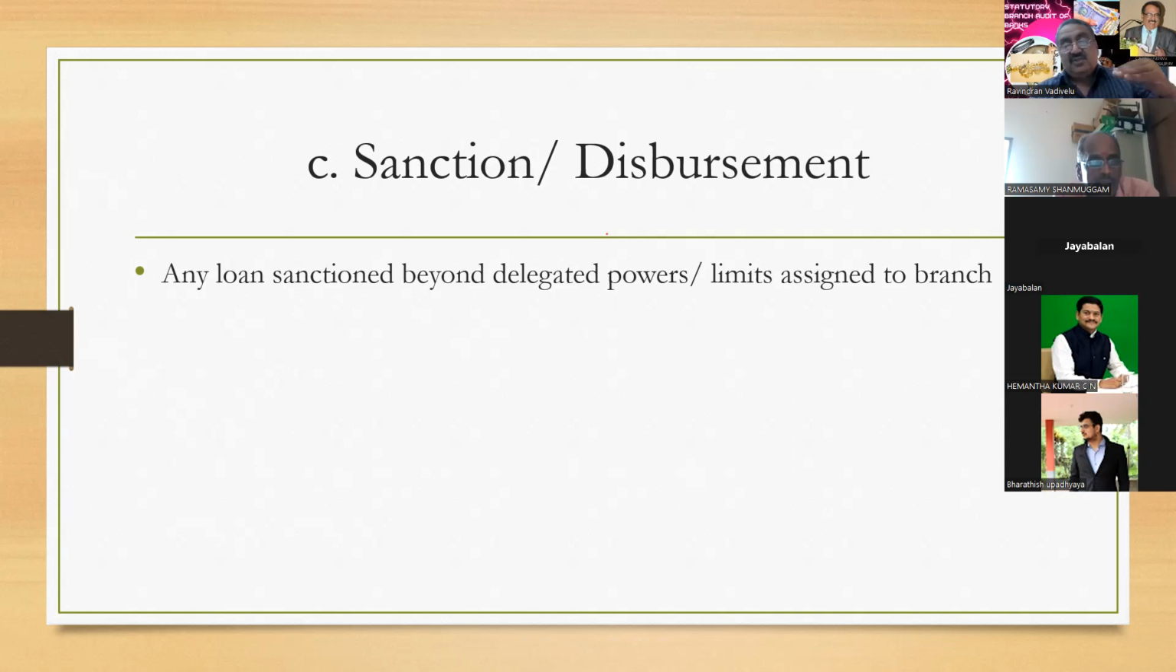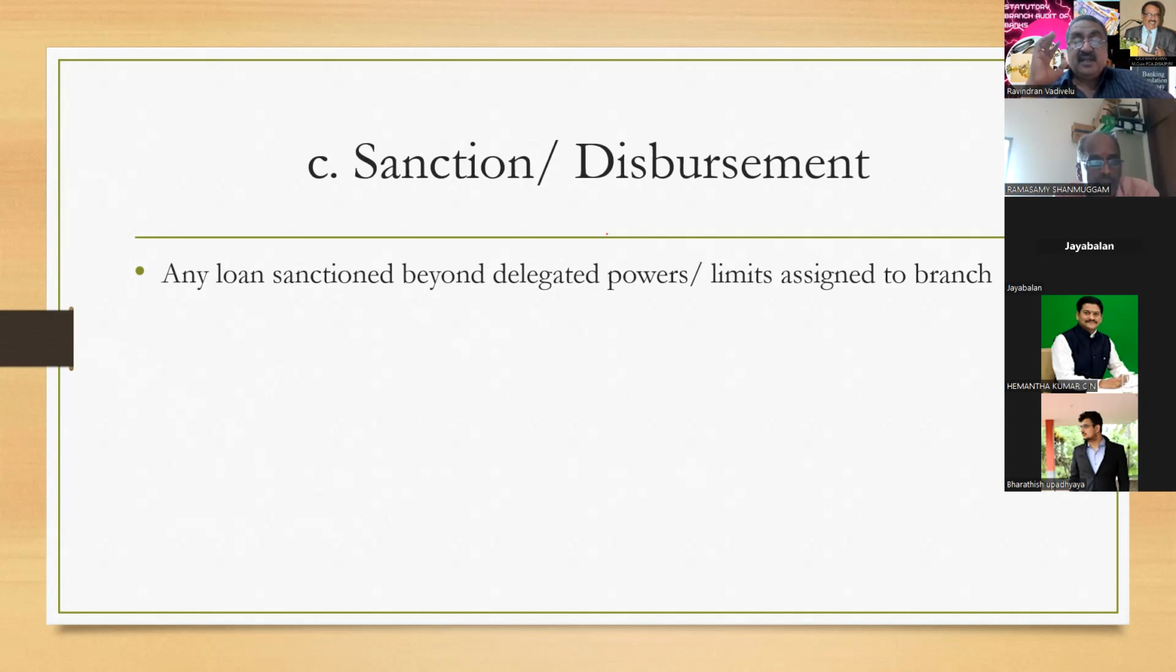For that, they issue a delegated power circular. This is an audit point: you have to ask for the delegated power register or delegated power circular or delegated power letter from the branch manager. There you can find whether the loan is sanctioned within the delegated powers given by the board of directors or not. If the limit has been sanctioned beyond the delegated powers, you have to be specific on that point.